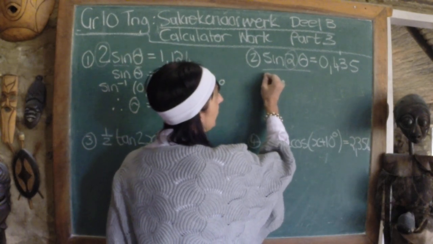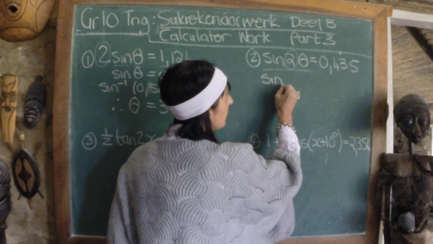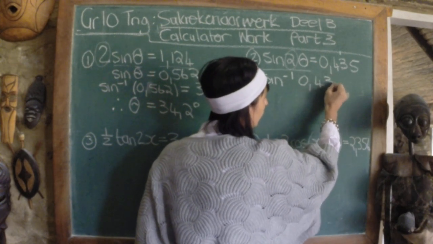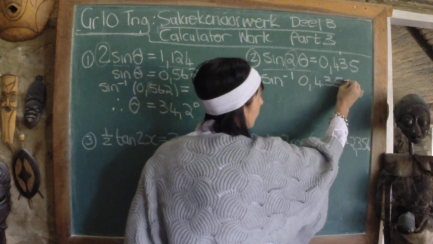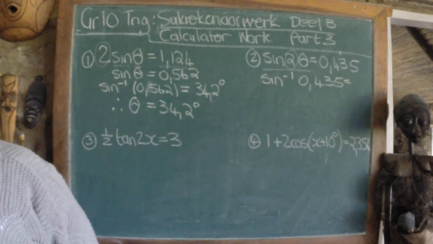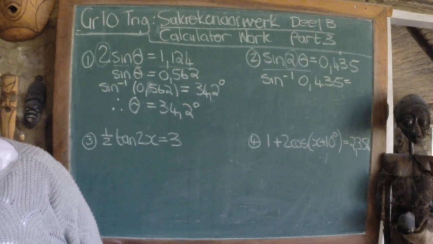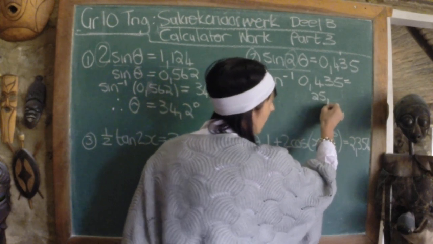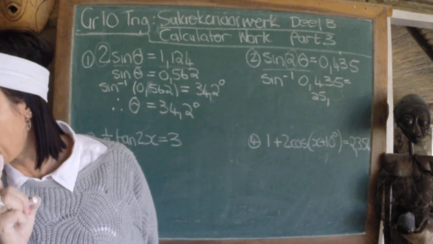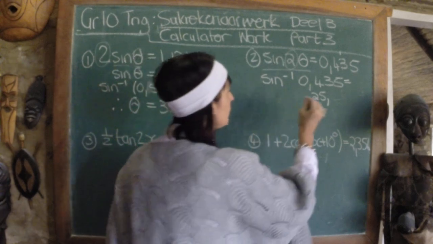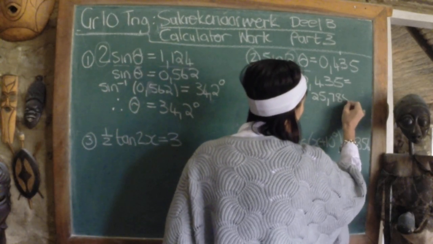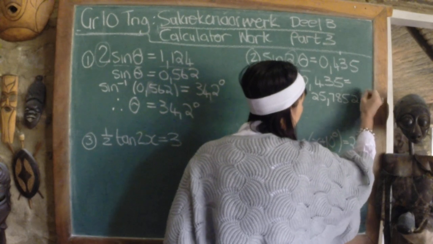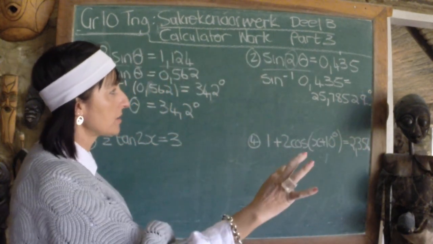We put our calculator immediately in reverse mode of 0,435, and we get the answer there, and the answer is going to be 25,78529, and now you're not allowed to round. Write out the whole answer.